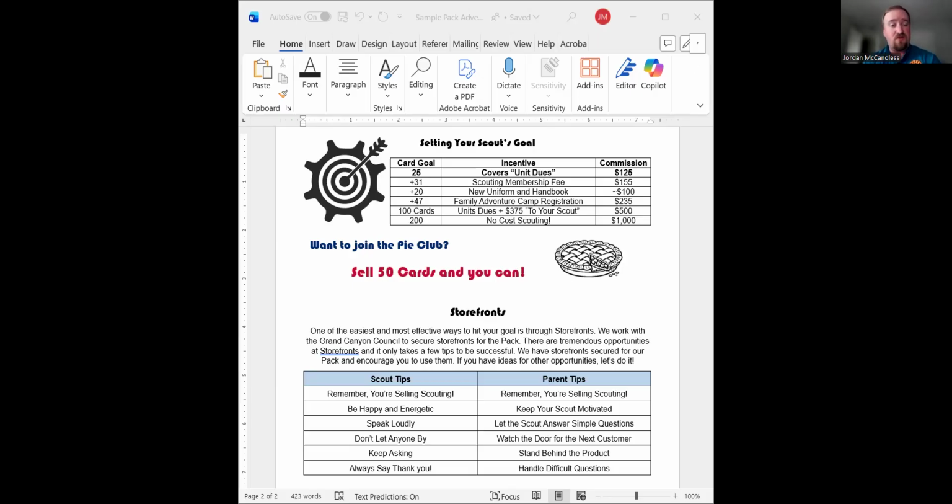You can, again, use the commission plan table from the Leader Guide. It's very similar to this and will help you simply write down a few of these goals and communicate them to your scouts. But communicating goals in this fashion is one way that you're going to help your scouts be successful and help energize your scouts to take their sales efforts to the next level.